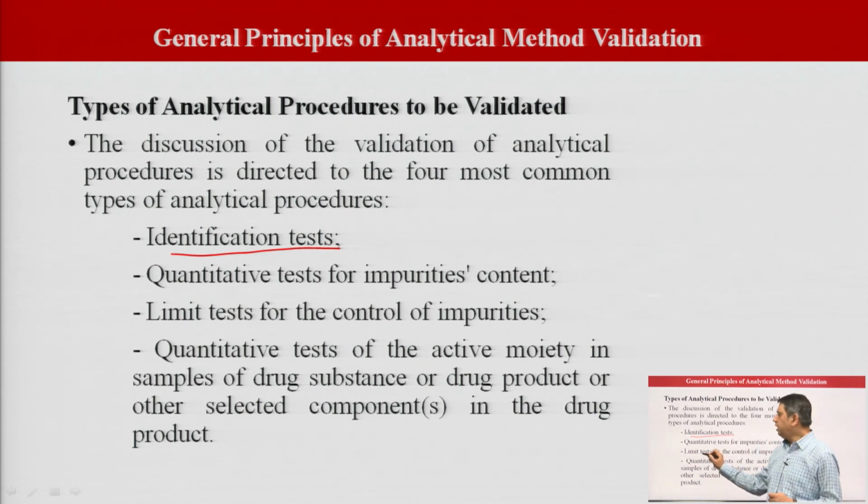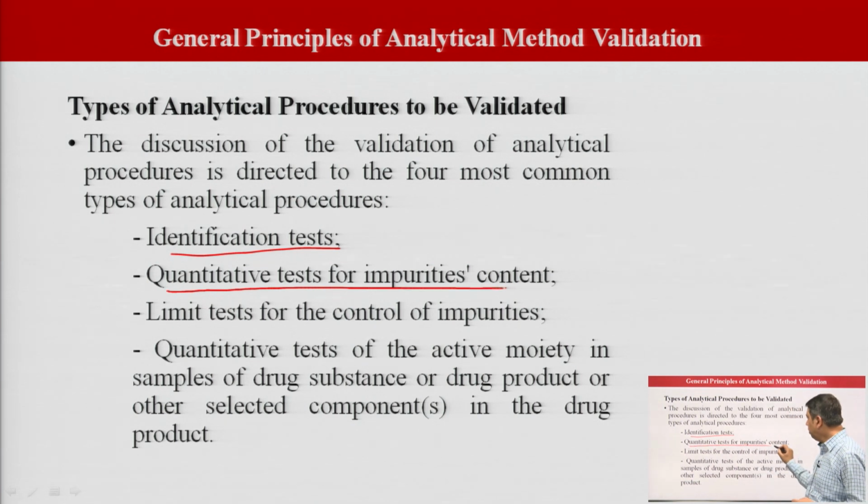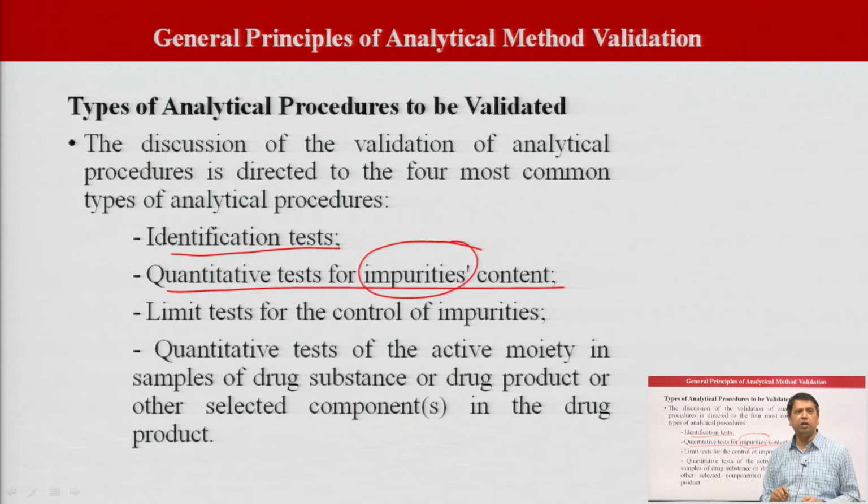Another type of analytical method is the quantitative test for impurities content. In this case we are not actually determining the drug content, we are simply determining the level of impurities present in our dosage form or matrix. This is another type of analytical method which requires validation. The third is the limit test for the contents of impurity. There are various types of limit tests also, for example, limit test of chloride. These limit tests also require validation.